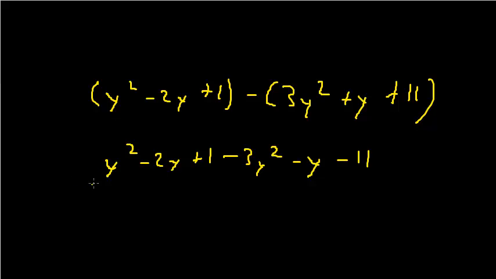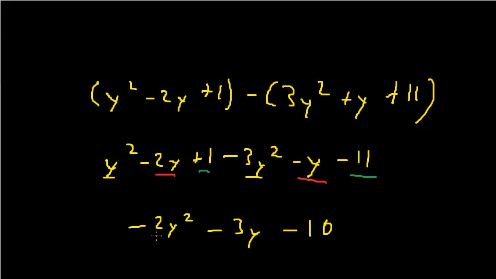Then I can combine my like terms. I have y squareds in common, which gives me a negative 2y squared. I have like terms with just a y, giving me negative 3y. And I have like terms that are just numbers, 1 and negative 11. When I add those together, I get negative 10. All of these now do not have like terms, so I cannot combine any further, and this is my final answer. That'll about do it for adding and subtracting polynomials. It really is just combining like terms and making sure to distribute negative signs when you see them.